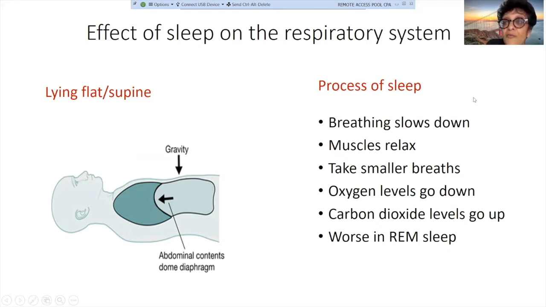Now, the process of going to sleep while lying down flat makes the breathing slow down by itself. When we all go to sleep, our muscles relax. We tend to take smaller breaths, and because we take smaller breaths, oxygen levels go down and carbon dioxide levels go up. Now, in some stages of sleep, like REM sleep, this process becomes worse because the muscles relax even more.